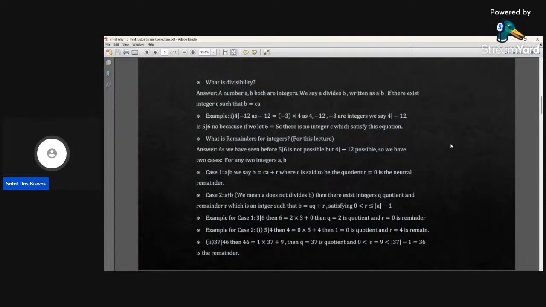And there is a typo. Firstly, I wrote q equals 37, this should be q equals 1.